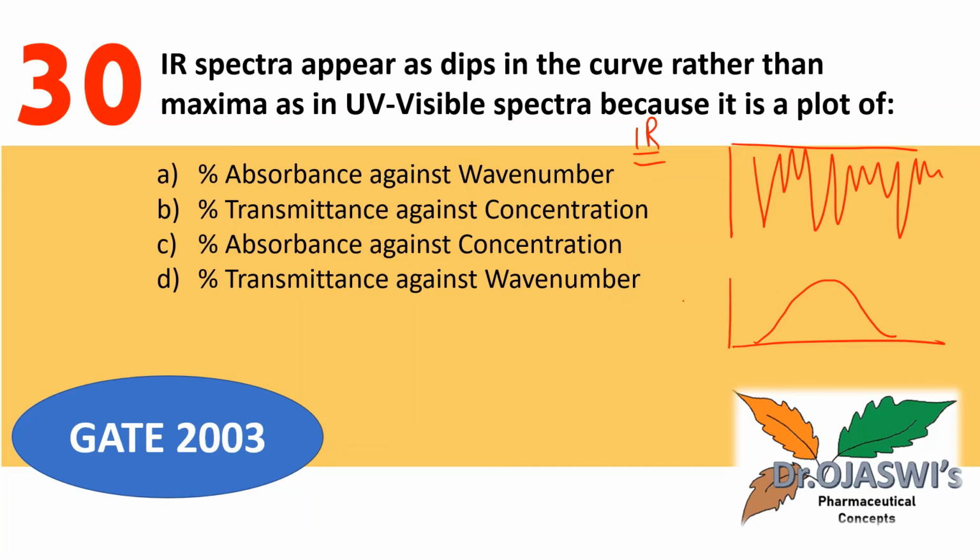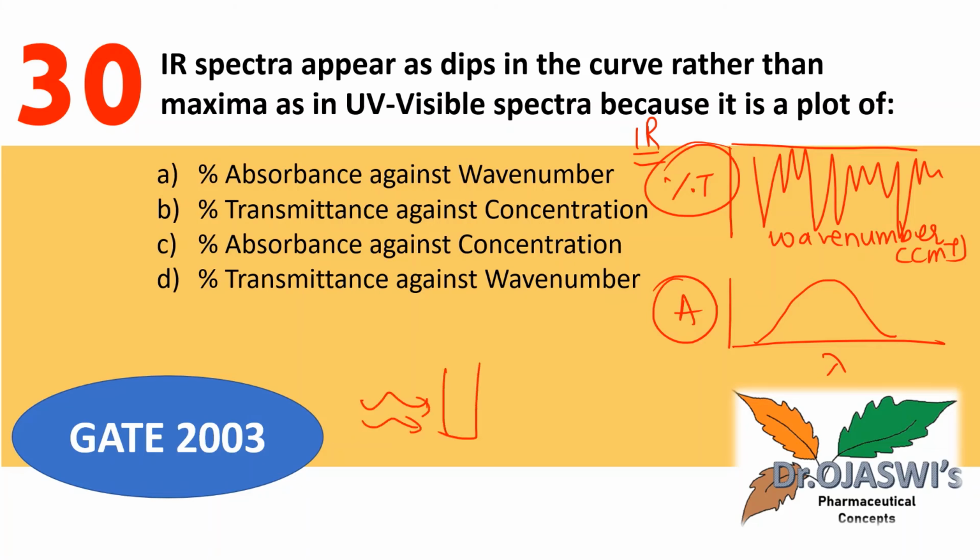Why? Because the UV spectrum is absorbance versus wavelength, and the IR spectrum is percent transmittance versus wave number, and this wave number is in centimeter inverse. So percent transmittance and absorbance are opposite. Whatever is not absorbed, I am passing the radiations here. Whatever is not absorbed is transmitted. And thus these are dip down curves and this is a peak. So option D is the correct answer here.